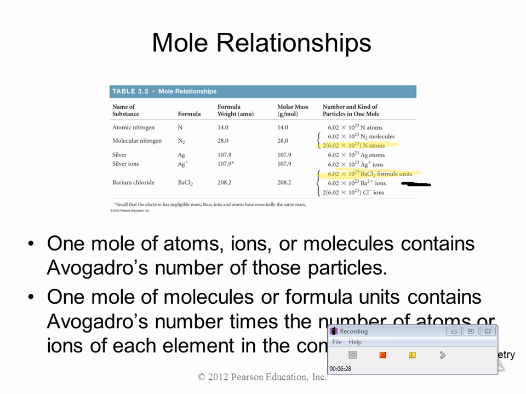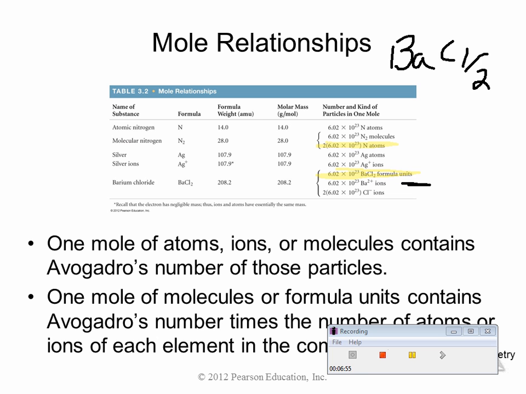If you wanted to break it down into barium ions, it also is 6.02 times 10 to the 23rd barium ions. That's because in the formula of BaCl2, there is only 1 barium ion. So you multiply Avogadro's by 1. But if you look at what they've done to chlorine there, they've multiplied Avogadro's number by 2.